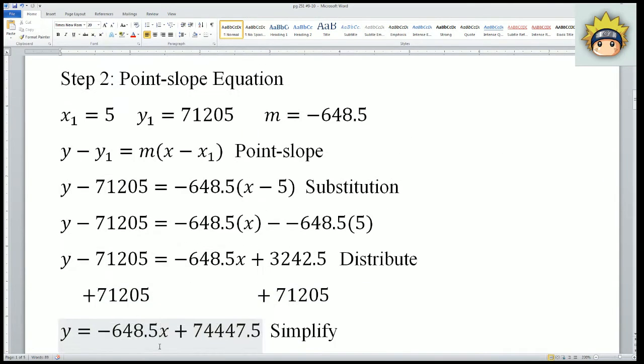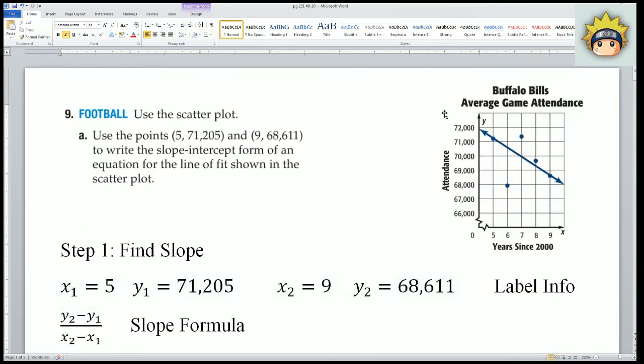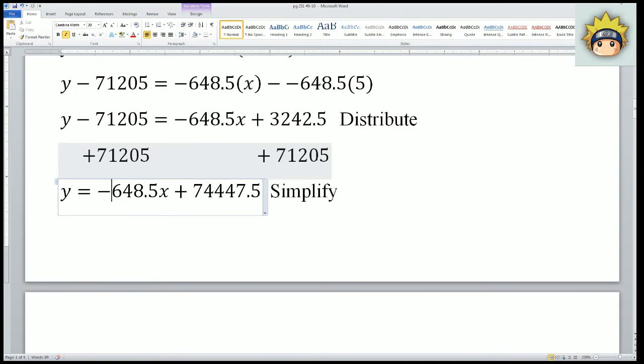That is the equation. This is the equation for this line of fit, the Buffalo Bills average game attendance.